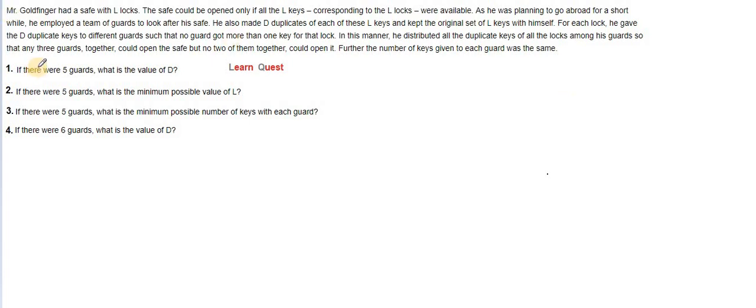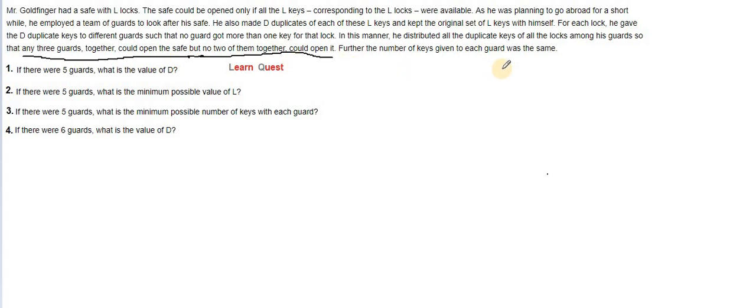Now, this is the most important line. Any three guards together could open the safe, but no two of them together could open it. Alright, so this is the most important line. This is the very important instruction, and using this only you have to solve the complete set. There is not much data here. All the things are given in variables: L locks, D duplicates. We don't even know the number of guards, nothing we know, but we only know this data that any three guards can open the lock, and two guards cannot open it.